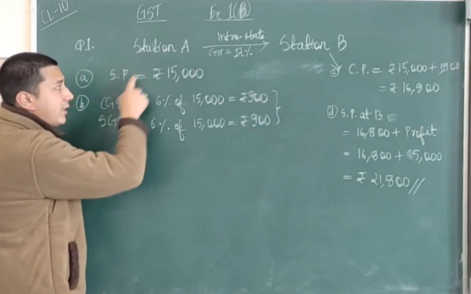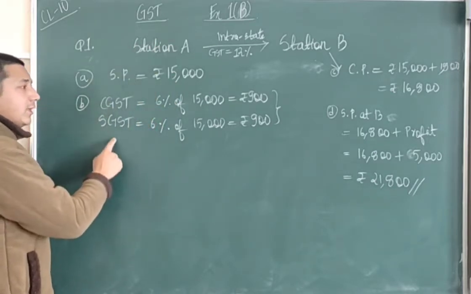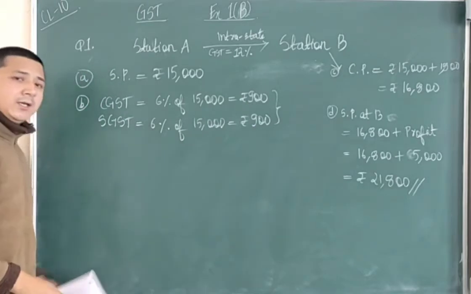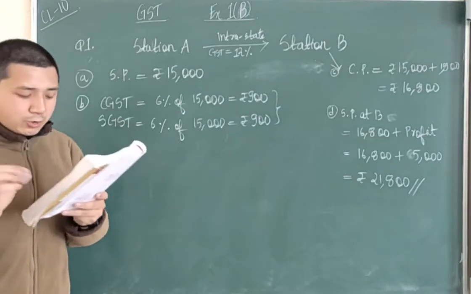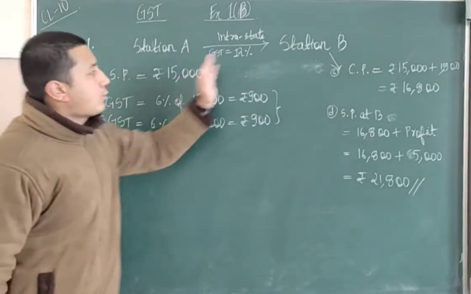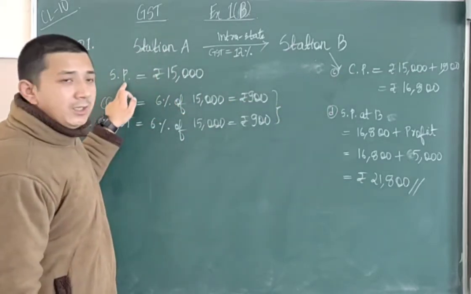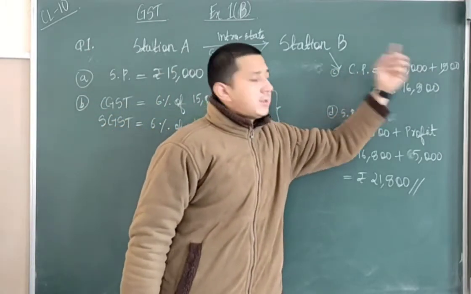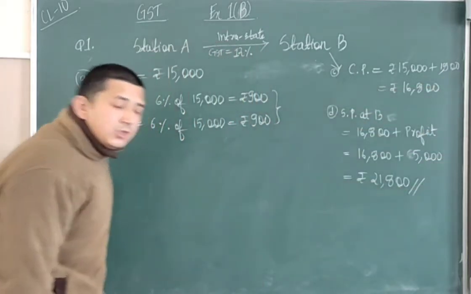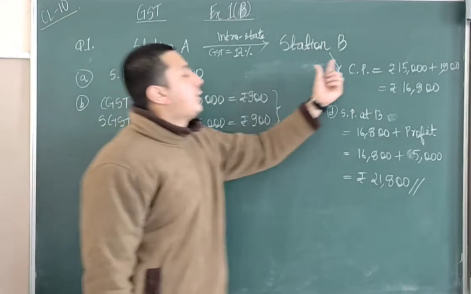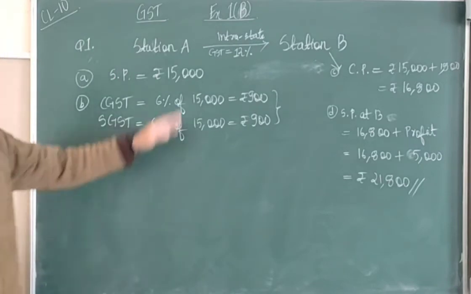So these are the things at station A. At station A, what is the selling price of the article? 15,000. CGST, SGST will be 900, 900. Now the product has been sold from A to B. Come to part C. Cost price at station B. What will be the cost price at station B? The cost price at station B will be the selling price at station A, which is 15,000, plus the GST. 900 plus 900, 1800. So 15,000 plus 1800 will give you 16,800. Am I clear? So 16,800.